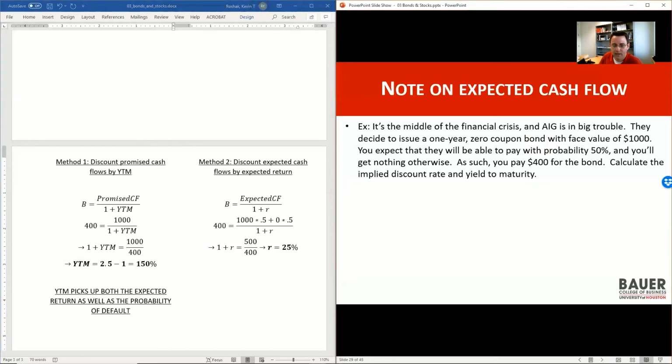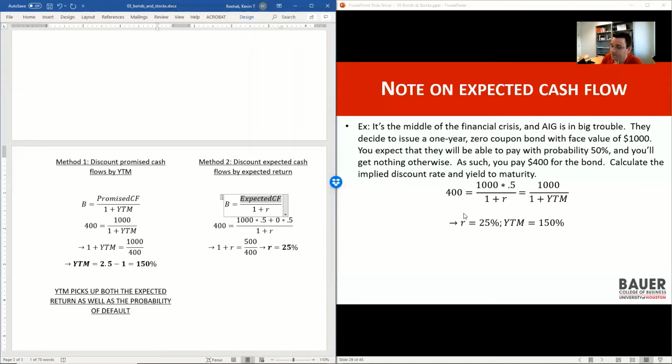So this is how we can reconcile what we did in week 1, where we're discounting expected cash flows by expected returns, with the bond conventions, where we discount the promised cash flows by the yield to maturity. We just have to know that the yield to maturity has to be higher to compensate for the fact that the promised cash flows are not the same thing as the expected cash flows. So to make the price equal, the yield to maturity has to go up.